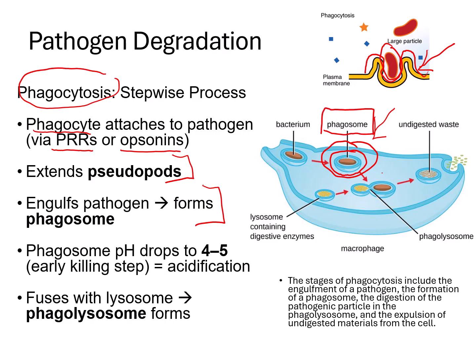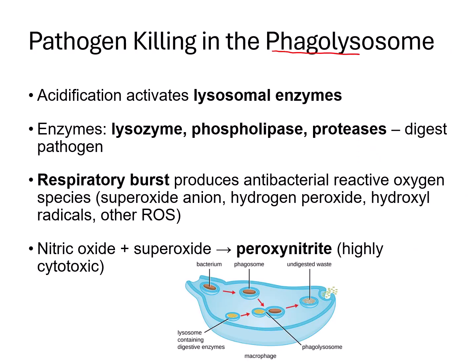The internal compartment of the phagosome will become acidic, dropping to a pH of around 4 to 5. This is known as acidification, or an early killing step. And then that phagosome is going to fuse with a lysosome. Remember, lysosomes are organelles that contain digestive enzymes. When they fuse together, that is called a phagolysosome. So this process isolates the microbe and prepares it for destruction. We saw the formation of that phagolysosome.